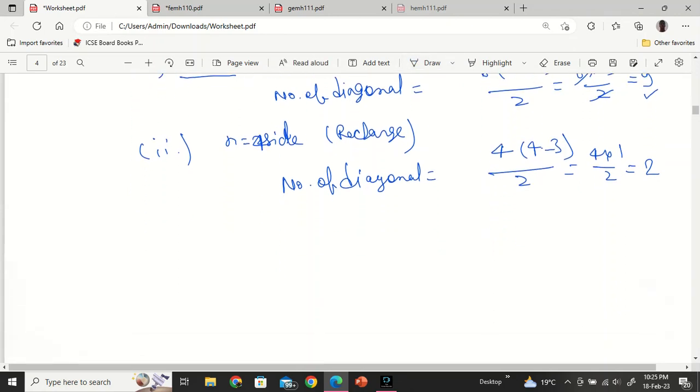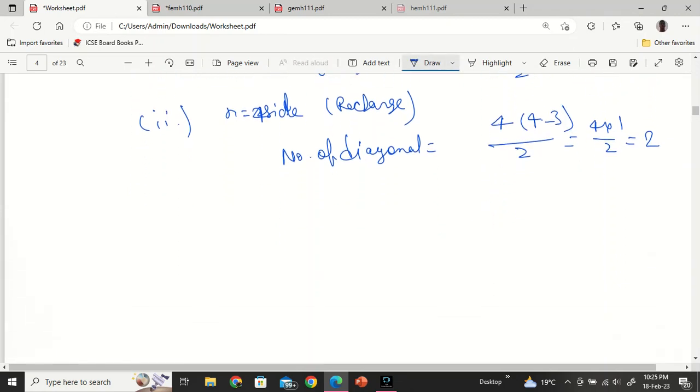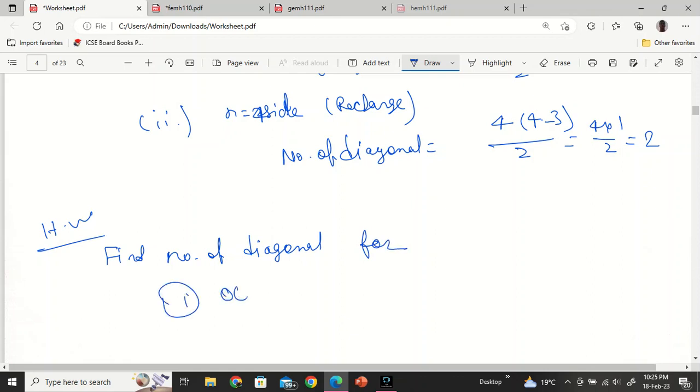So for your homework, you can find the number of diagonals for number 1, octagon, and number 2, decagon.